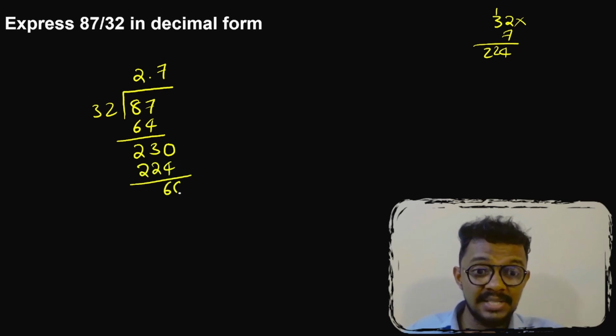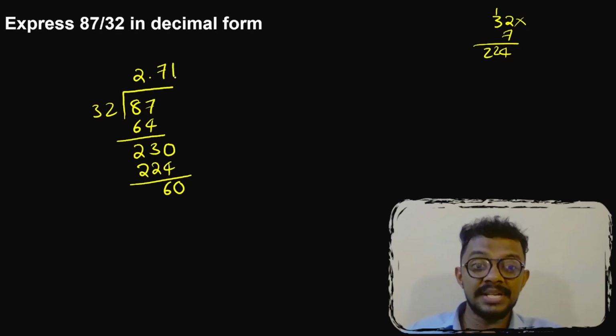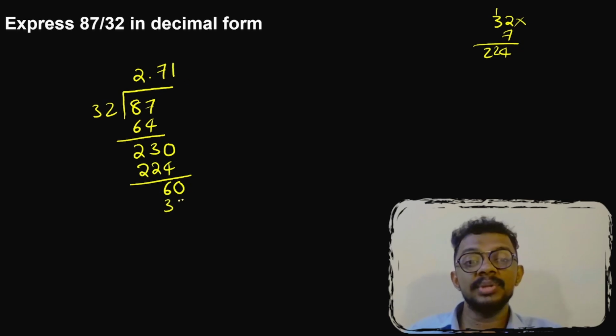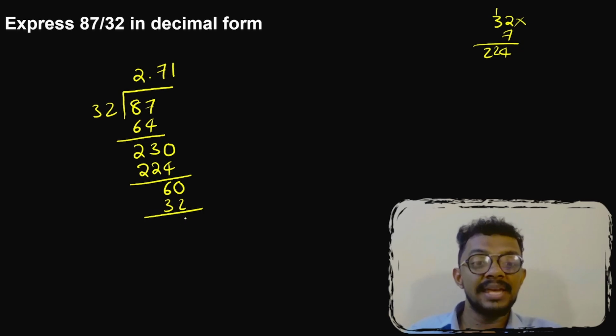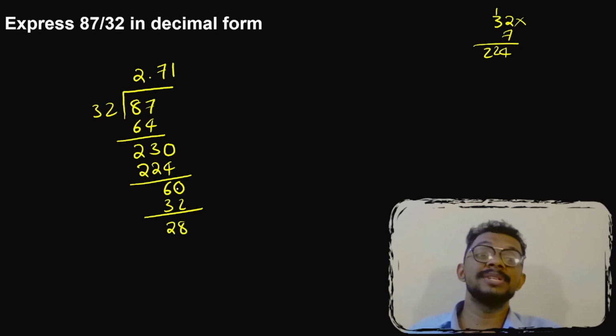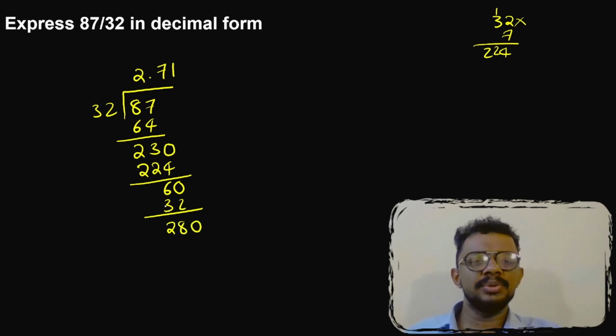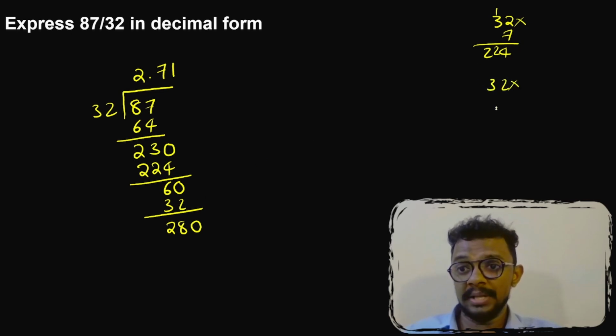I'm giving an extra 0 because no other numbers are there. In 60, how many 32s are there? The answer is 1. 1 into 32, 32. The remainder is 28. 28 plus 32 is 60. Now there is no number, so I will give an extra 0. 32 into which number is going to be? Okay, 32 into 8 probably. 32 into 8 is 256.